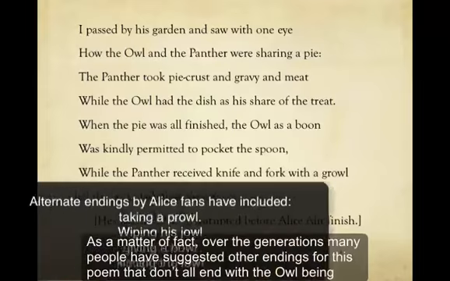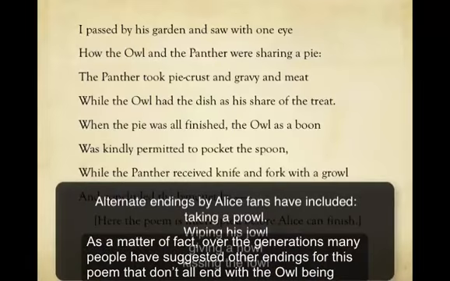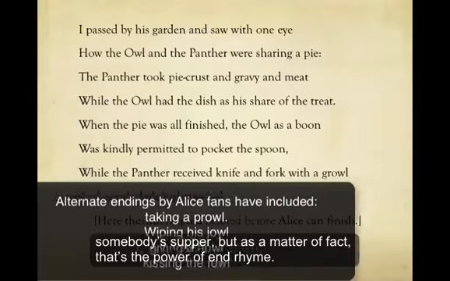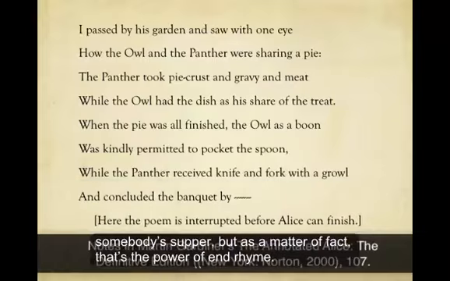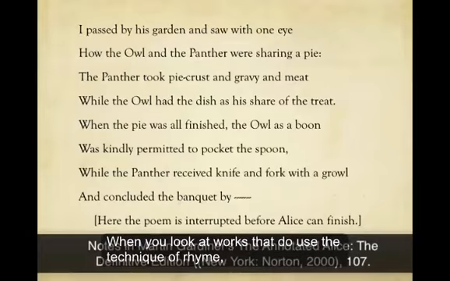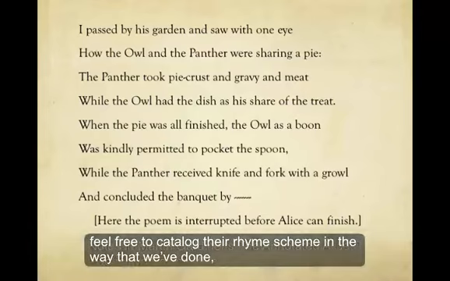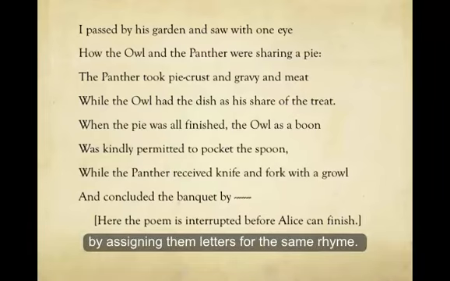As a matter of fact, over the generations, many people have suggested other endings for this poem that don't all end with the owl being somebody's supper. But as a matter of fact, that's the power of end rhyme. When you look at works that do use the technique of rhyme, feel free to catalog their rhyme scheme in the way that we've done, by assigning them letters for the same rhymes.